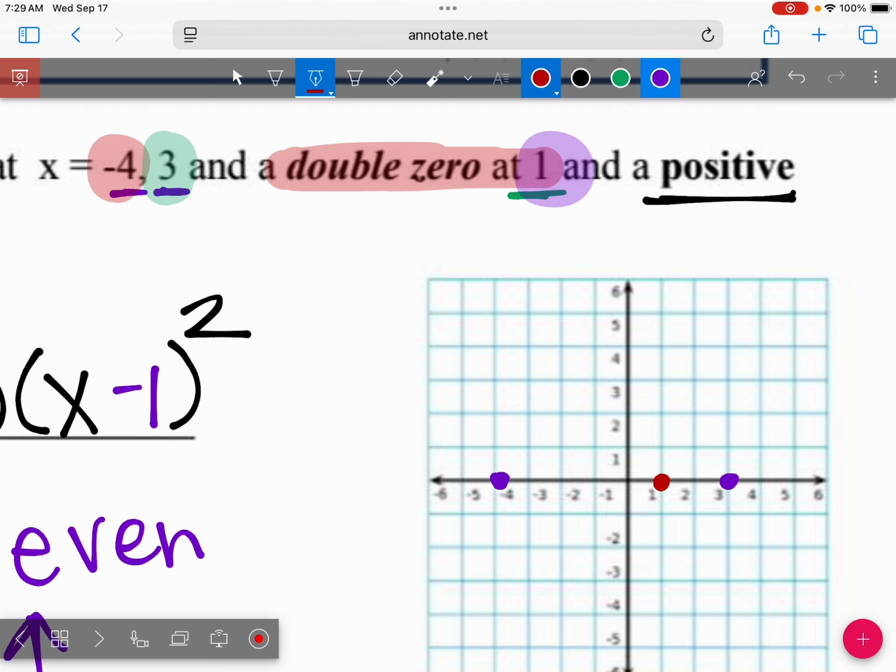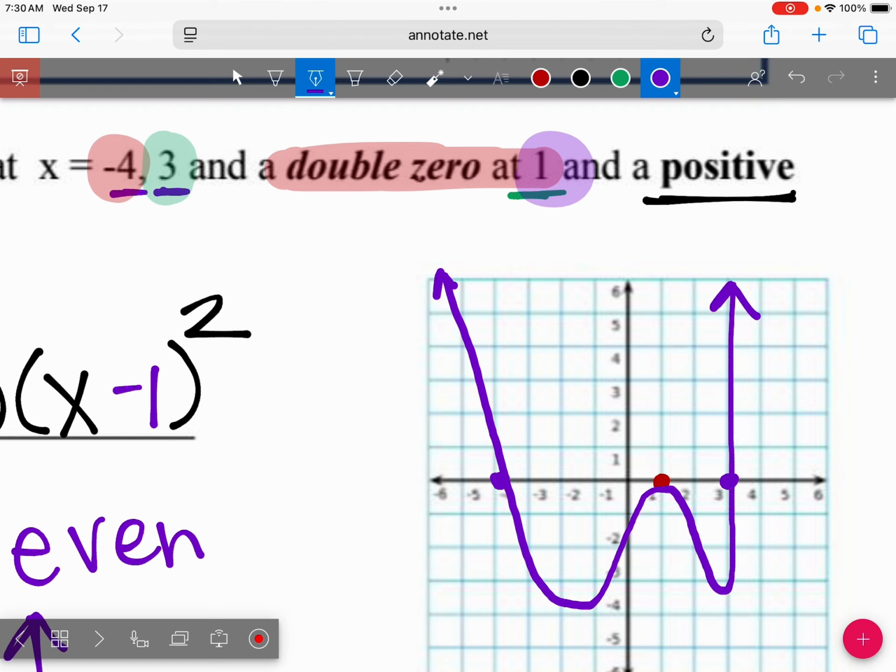So I know that my function, when I sketch it, is going to come down. It goes through the purple, makes a U-turn, hits that red dot. It doesn't go through, bounces back down, makes a U-turn, comes through the last one. That would be a sketch. Kind of messy, but you get the idea.